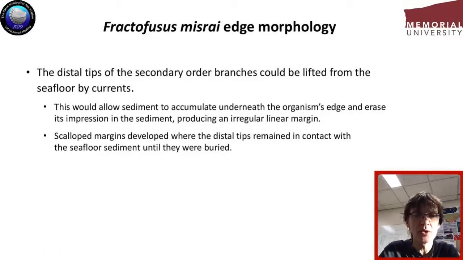What this edge morphology tells us, these variations, is that the distal tips of these organisms could probably have been lifted from the seafloor, more than likely by currents in the area around them. Lifting the edges of these branches would have allowed sediment to accumulate underneath the organism, which would have erased the impression that the specimen would have made lying on the sediment surface and would have produced an irregular but relatively linear margin, as we saw in the first example.